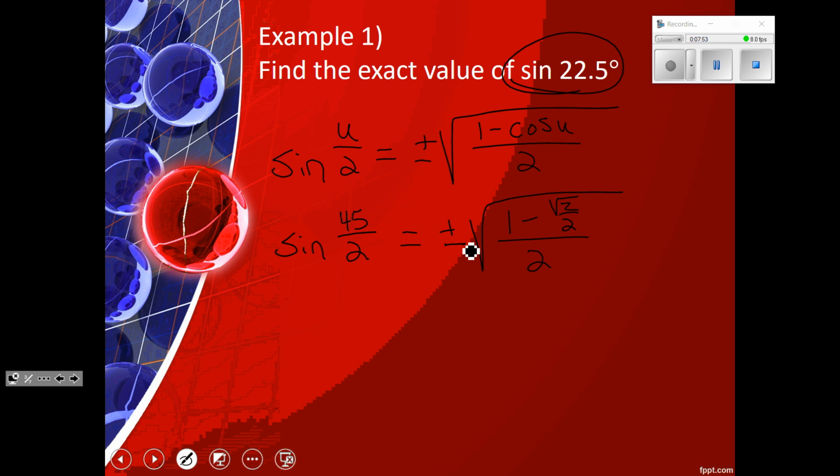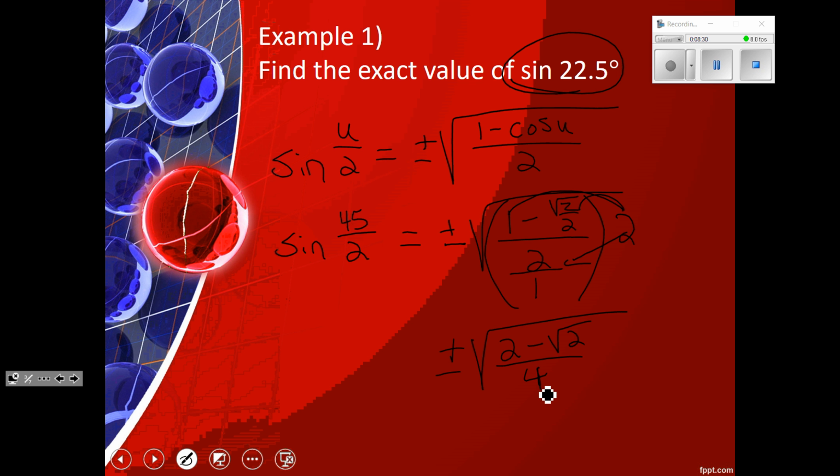Let's go ahead. I'm debating on if I want to simplify this or not. Yeah, let's go ahead and simplify what's under the radical. Okay? Meaning, let's go ahead and multiply by a common denominator underneath here. So what's our common denominator? 2. Okay, so plus or minus the square root of, so when I multiply this, I get 2 minus square root of 2 divided by 4. Very good.